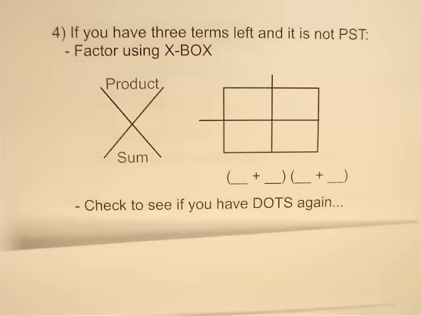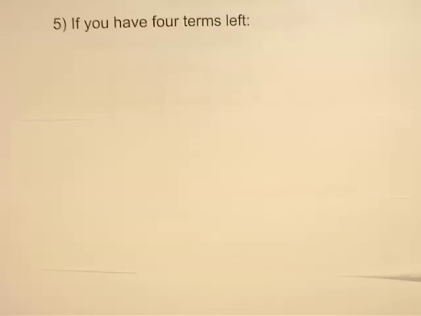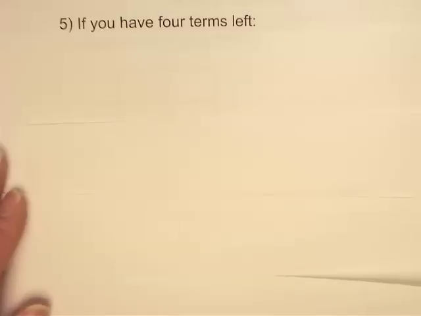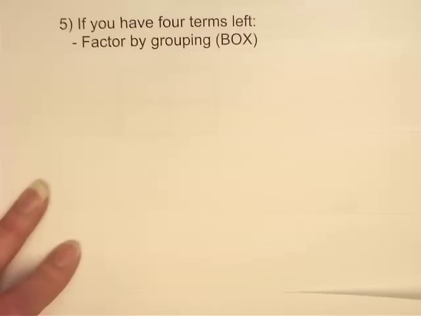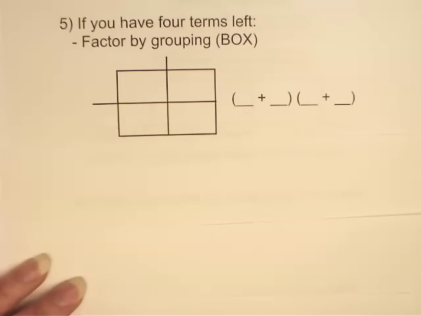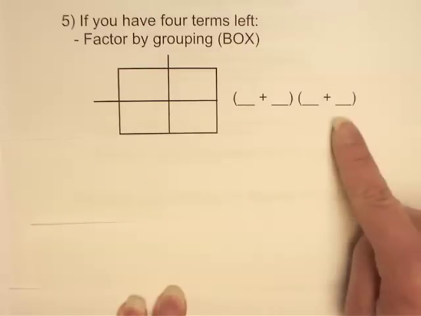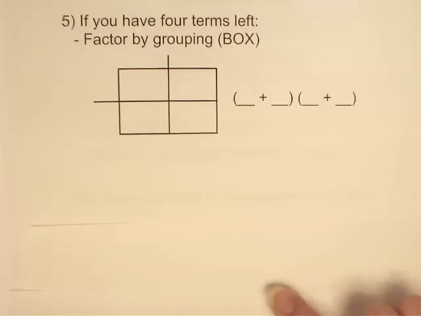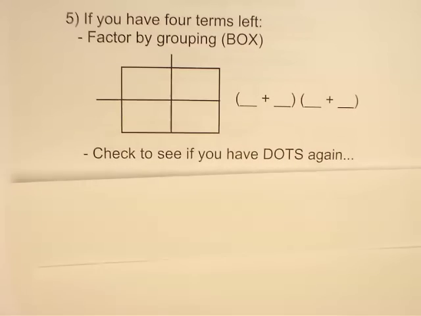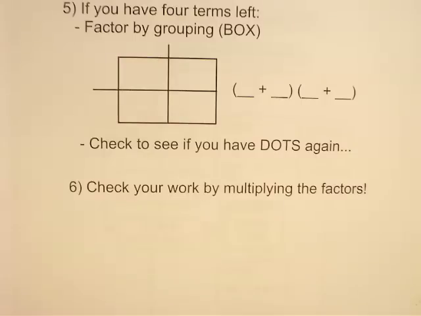And then our 5th method is when you have 4 terms left. So let's say you took your GCF out and you have 4 terms. Then look at your 4 terms and see if you can put them in the box. And a picture of the box again. Stick all your pieces in the box and factor it and come up with your 2 binomials. Okay? And of course, check for dots again. And then the last thing, which you should always do, is check your work by multiplying all the factors.